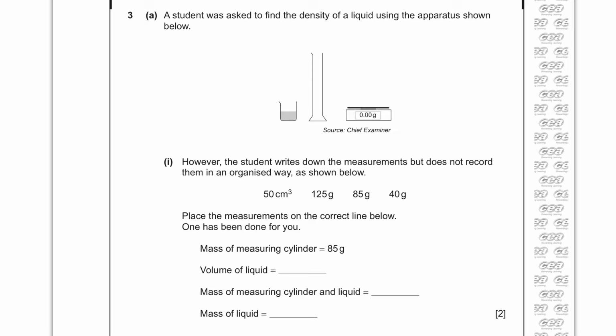Okay, so we've got two of these that are masses, one that's a volume. So the volume has to be the 50 centimeters cubed. So the one that says volume has to be the 50 centimeters cubed. The measuring cylinder and the liquid has to have a greater mass than that of just the measuring cylinder. So if the measuring cylinder is 85, then the higher mass has to be the cylinder plus liquid. So that has to be the 125, and then the liquid on its own has to be the 40.